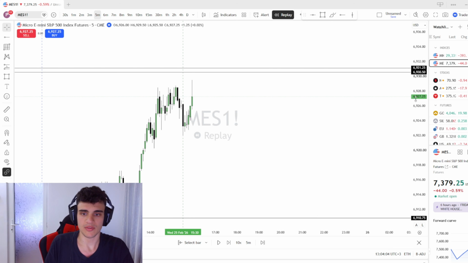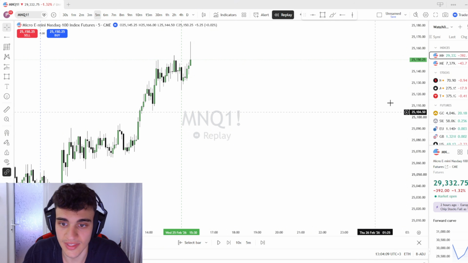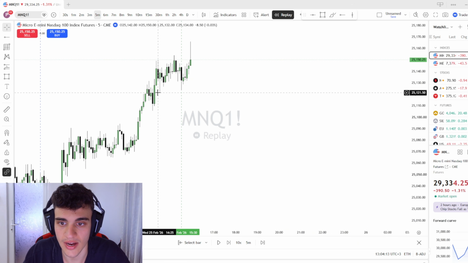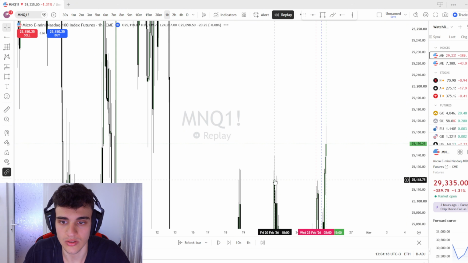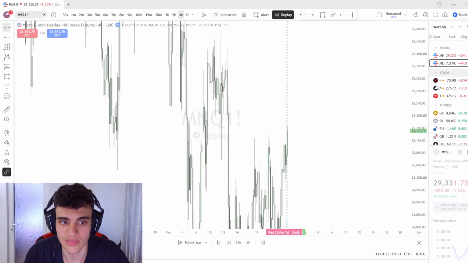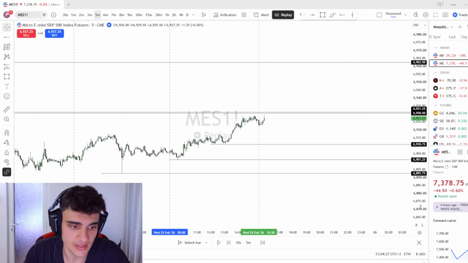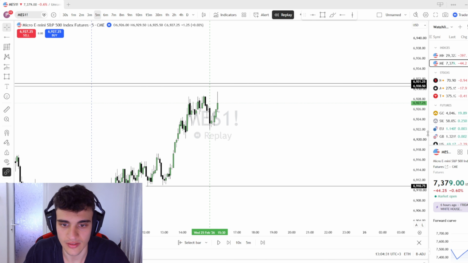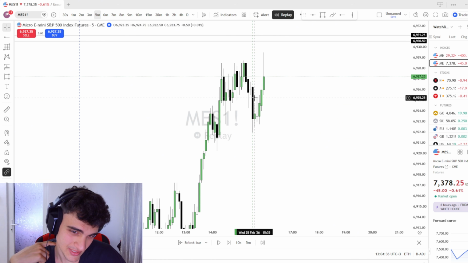So we broke 5-minute structure to the downside on market open. Let's see if we did a SMT on both. No, we didn't. We actually created a higher high here on NQ. So do I want to target on NQ? Nah, actually I don't. But let's see. So we swept all of this low resistance liquidity, and right now we even inverse this 5-minute gap.